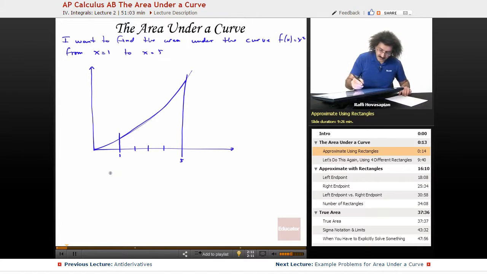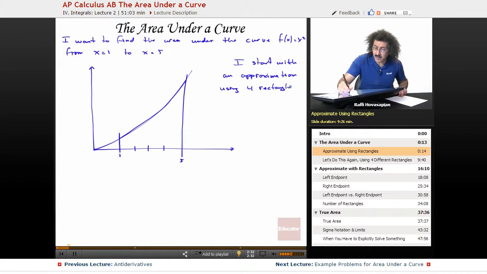So let's say I start with an approximation using 4 rectangles. Now the number 4 is arbitrary. I could have used 3, I could have used 7, I could have used 10, I could have used 114. 4 is not too many, and it allows us to see what's going on theoretically without burdening us with too much drawing. That's all. Okay, so now here are the rectangles that I'm going to draw.